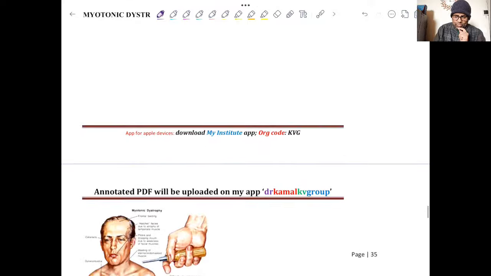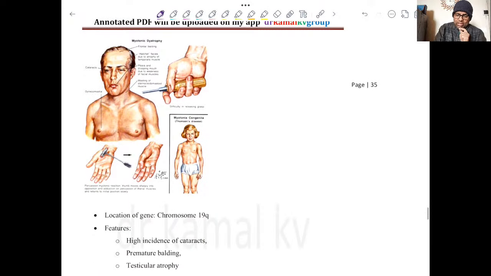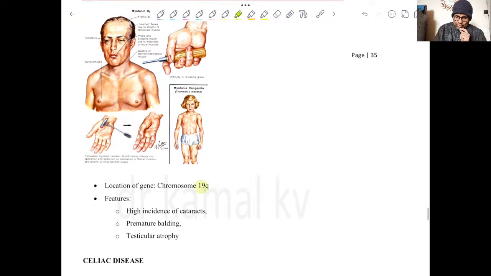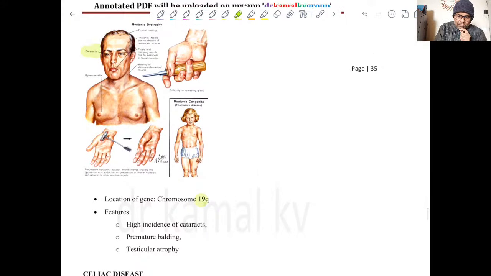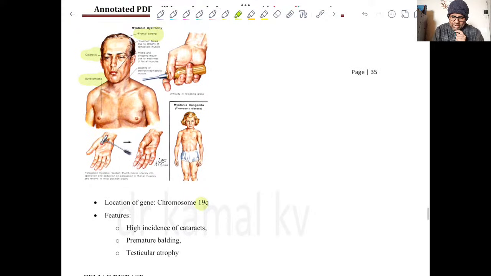Then moving forward to myotonic dystrophy affecting 19q, and there is high incidence of cataract, then premature balding, and then gynecomastia or testicular atrophy. So myotonic dystrophy.